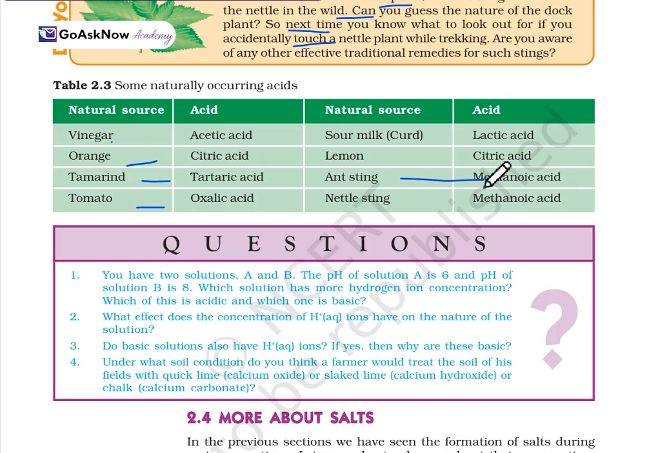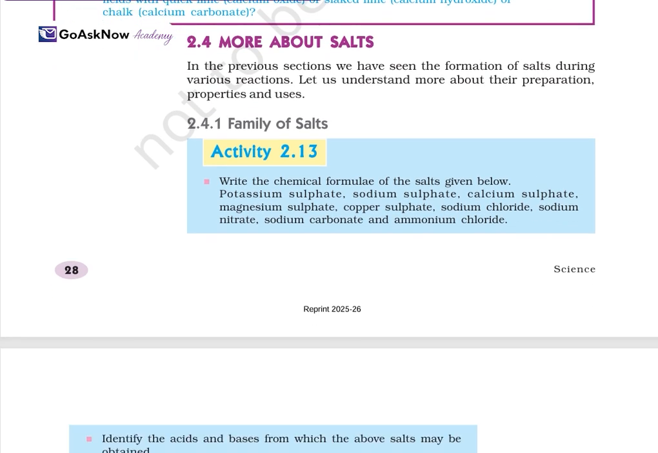And tea sting, it's a methanoic acid. And also this nettle sting, it is a methanoic acid. Okay. Now, more about the salt.